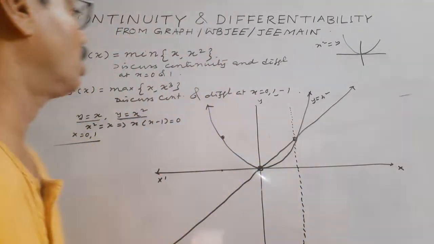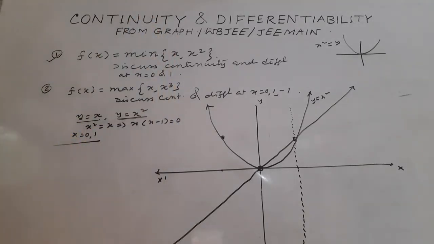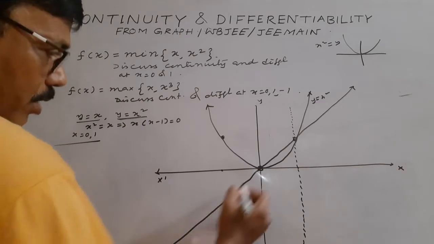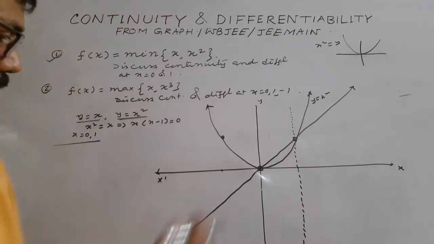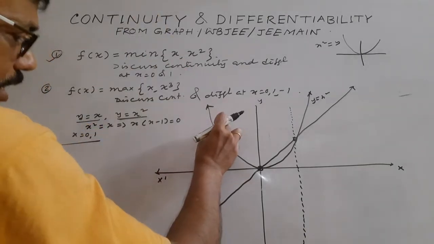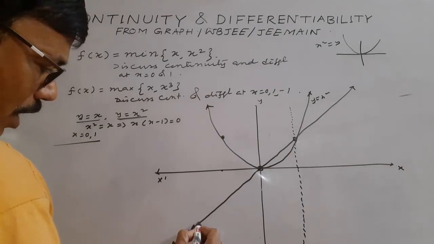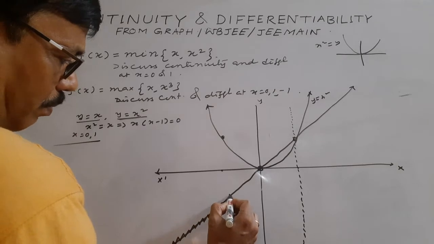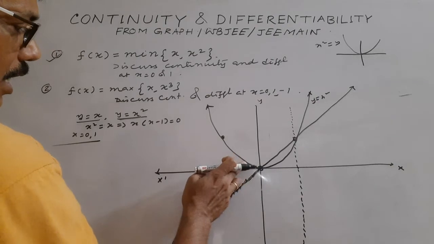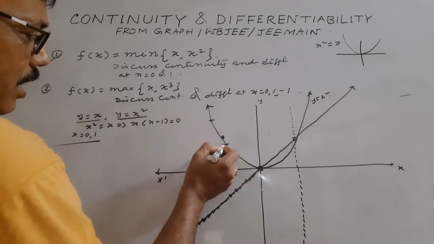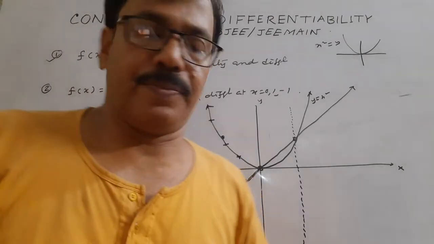Now, look, y equals f of x equals minimum of x, x square. So, this is y equals x, this is y equals x square. We need the minimum. So, this one is maximum, this one is minimum. So, look, this part you get, this part you get. This part is cancelled out. Actually, this one is cancelled out, because we are taking the minimum.